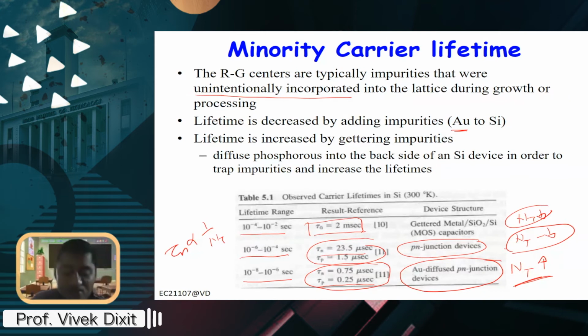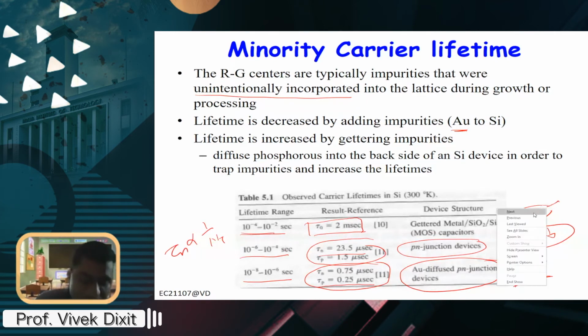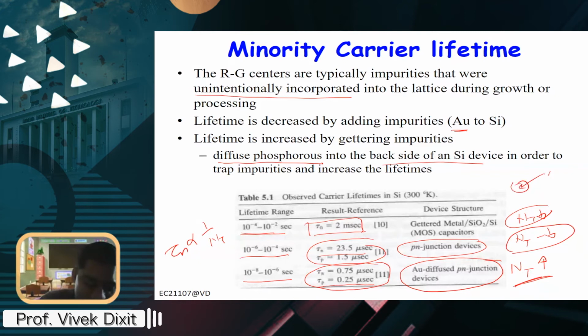But even after that clean process, some gold particles or metal particles remain there. So what is done there to increase the lifetime? These gold particles are removed. How are they removed? They are made to react with some other material. For example, if you diffuse phosphorus from the back side of silicon, this phosphorus is basically a trap for the impurities. It will trap the impurities, and this process is called gettering. By that you can control the concentration of impurities and therefore the carrier lifetime.